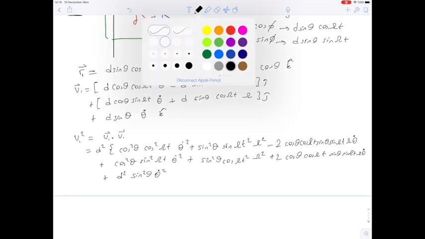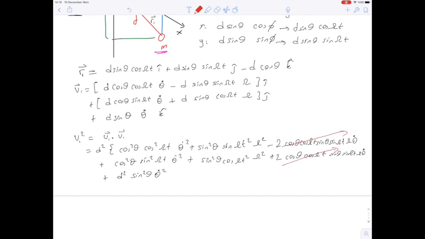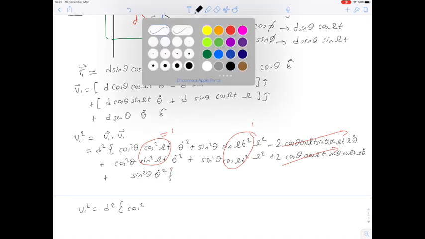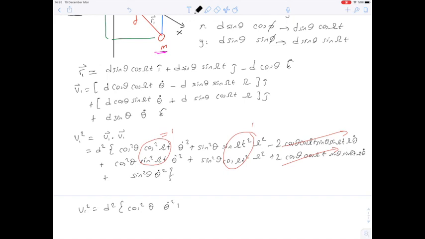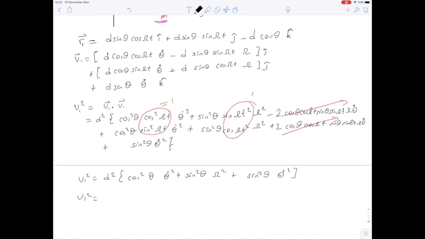Okay, now let's look at the simplifications. So these terms are gone. Coming back, cos squared omega t plus sine squared omega t is 1. This is also 1, right? Then I can rewrite this expression as v1 squared is d squared cos squared theta theta dot squared plus sine squared theta omega squared plus sine squared theta theta dot squared. So v1 squared is just simply d squared theta dot squared plus d squared sine squared theta omega squared. So a very simple expression in the end.